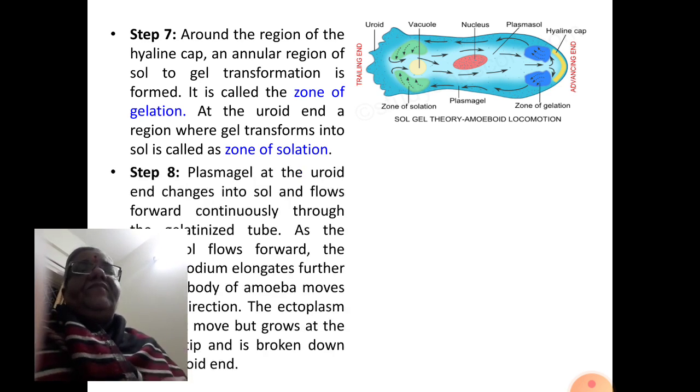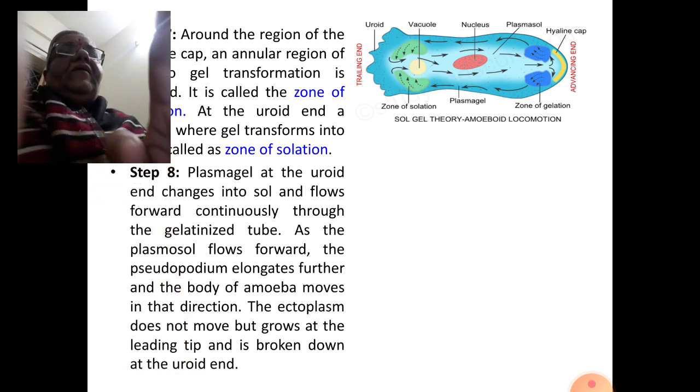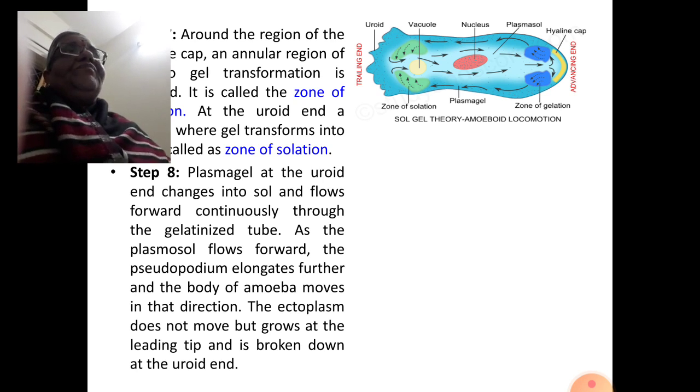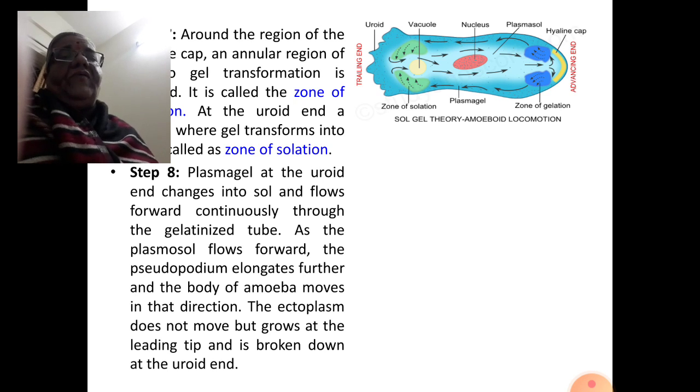Then step 8. Plasma gel at the uroid end changes into sol. In the anterior end, sol transforms into gel by losing water, and because of that water pressure, the pseudopodium is formed, and at the opposite end, the same gel transforms itself into sol by taking water. So plasma gel at the uroid end changes into sol and flows forward continuously.